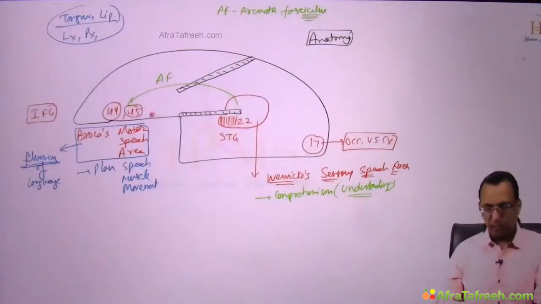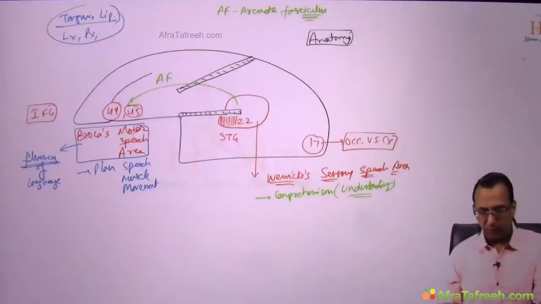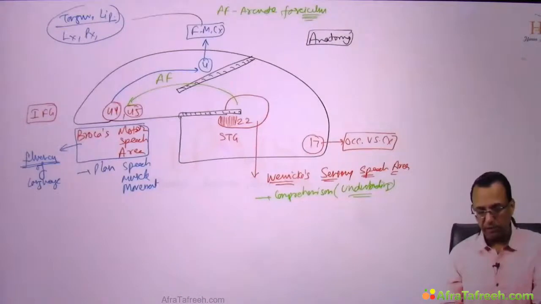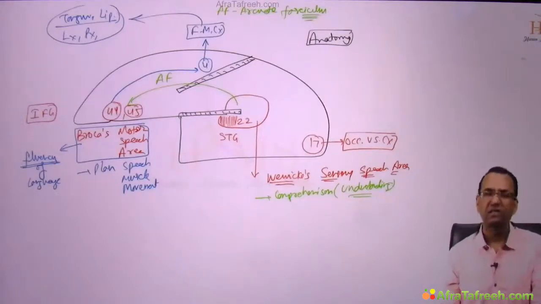Once it has planned, what will happen? Then area number 4 will be activated. And what is area number 4? That is the frontal motor cortex. It will move the muscles of the lip, tongue, larynx, and pharynx.